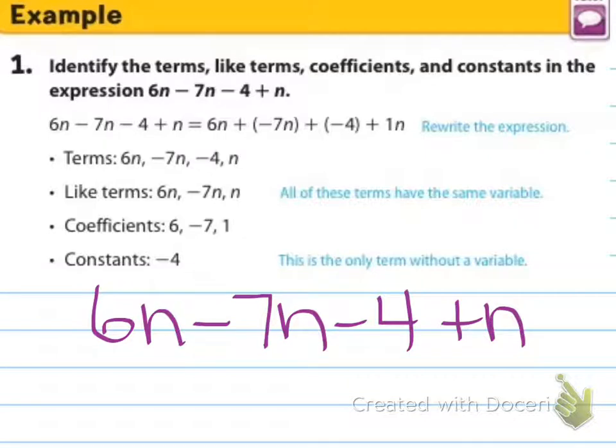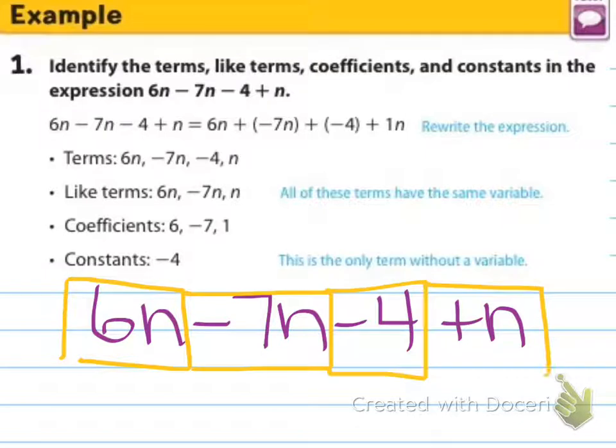And it wants us to identify the terms. So each of the terms are separated by the subtraction signs or addition signs. So these each are the terms. So they show it right here. I want you to write this: terms, colon, 6n, comma, negative 7n, comma, negative 4, comma, n.